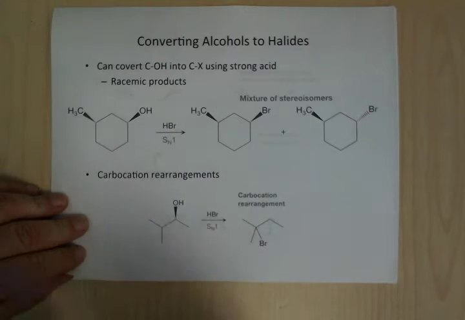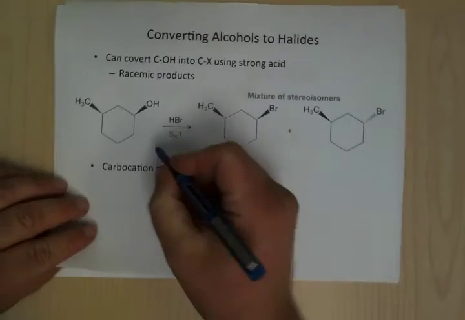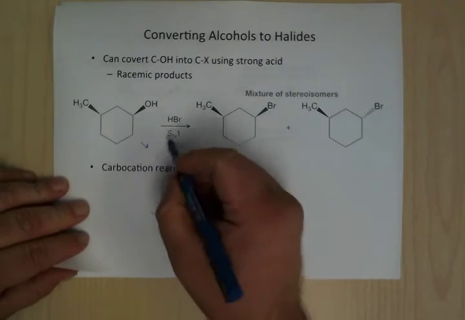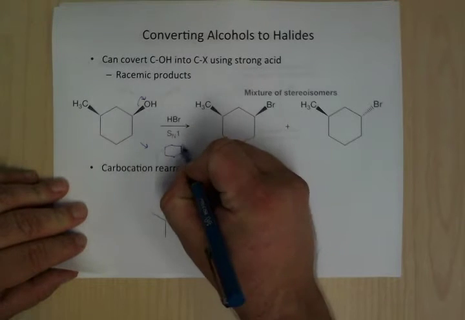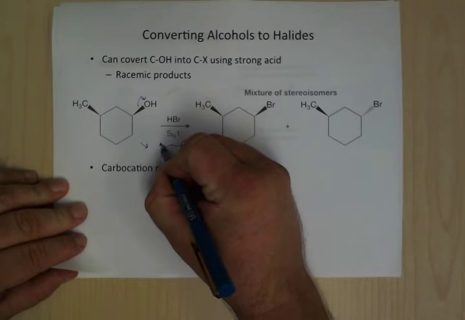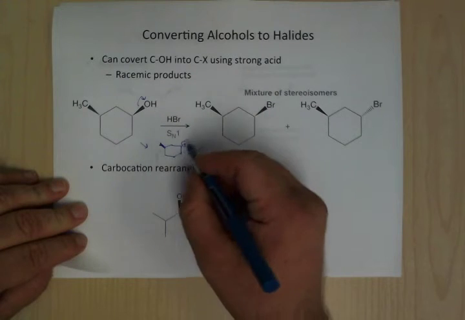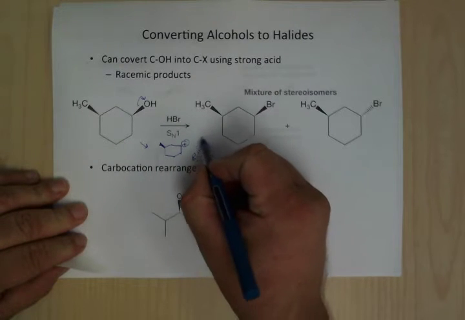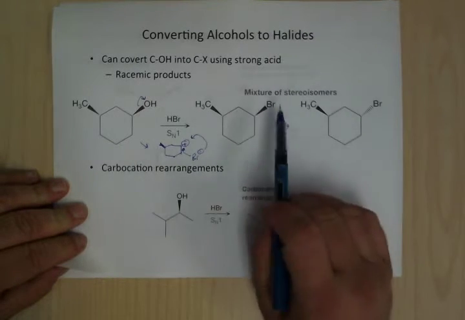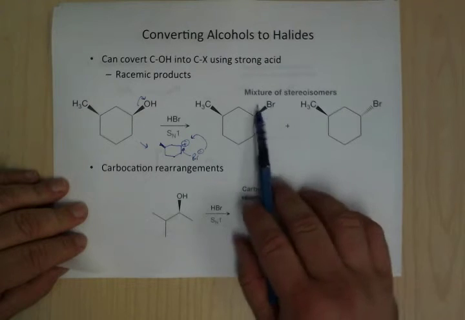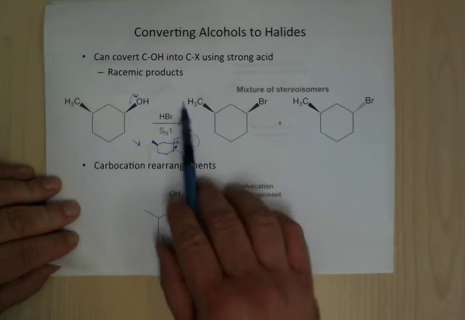If you're going to be doing it under SN1 conditions, you have to be careful, because remember under SN1 you go through an intermediate. This is going to leave a carbocation behind, and the bromide comes in. This flattens out, so it can attack from this side or this side, and depending on which way it ends up, you're going to end up with a mixture of stereoisomers. In this case, it's going to be diastereomers, because we already have one stereocenter here.